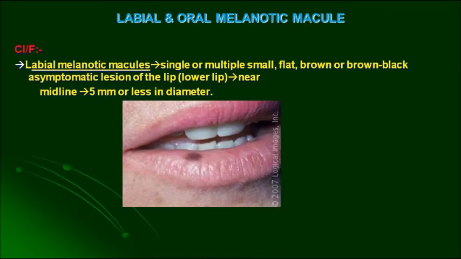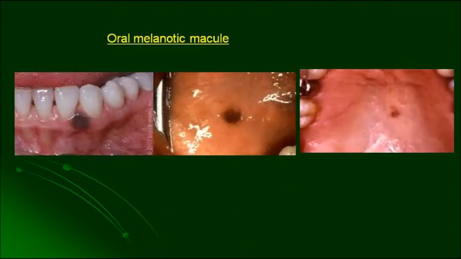Now let me show you what a labial and oral melanotic macule is. These are either single or multiple. In that picture I am showing a single melanotic macule. They are flat, brown to blackish in color, asymptomatic, and can be in the midline, measuring 5 millimeters or less in diameter. Now these are pictures of various oral melanotic macules. In the first picture the macule is in the gingival area, the second one is in the buccal mucosa, and the last one is in the hard palate. So the most common site for oral nevi is what?